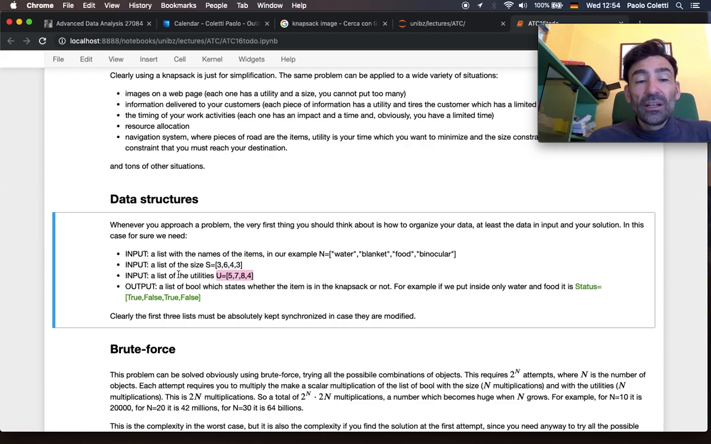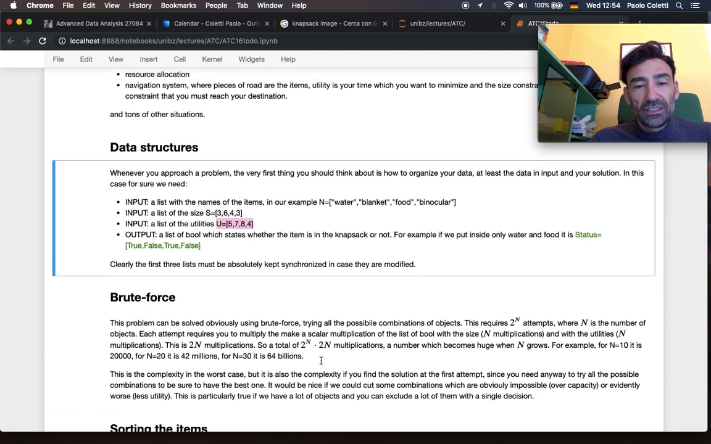What is the output? The output, well, for each item, I want to know whether I have to put it into the knapsack or not. So the output will be a list of true, false: true if I put it into the knapsack, and false if I don't put it. Let's call it status. For example, true, false, I take the water and the food. So I'm planning to fill up my stomach, and who cares about the rest? Who cares about the cold, and who cares about the view? Okay, so this is the status. The status will be the output and will also be a variable that we'll use during the process to find out the solution.